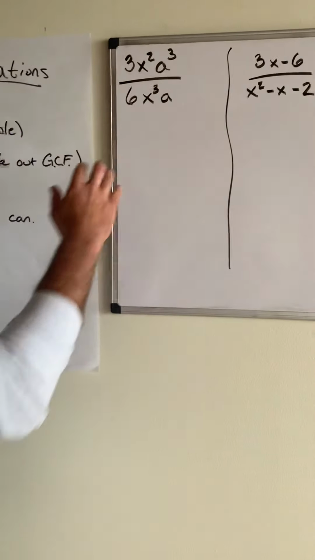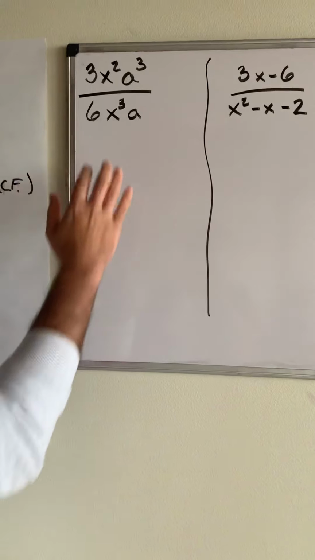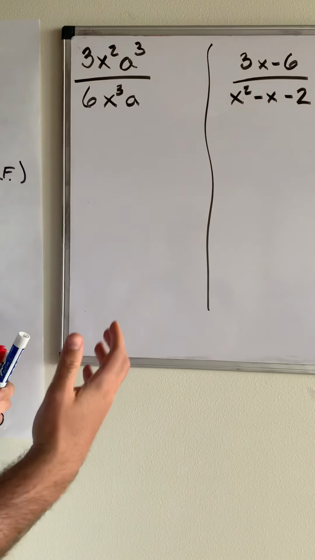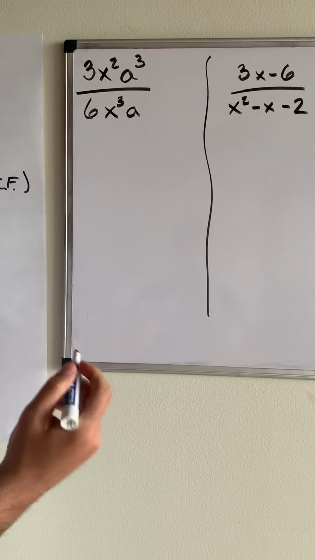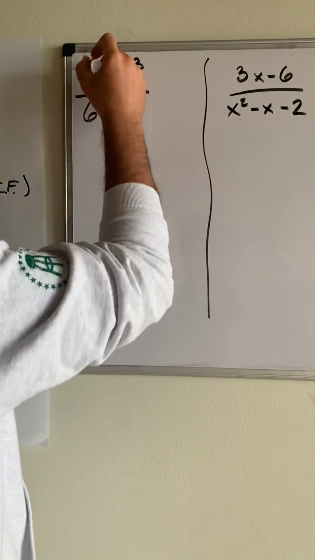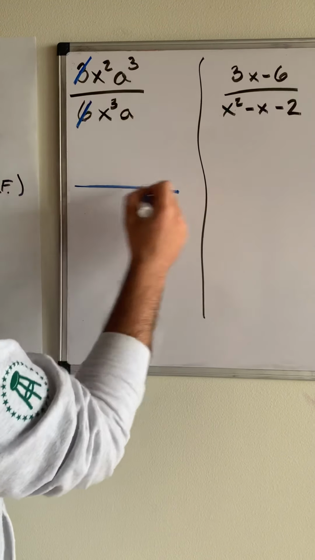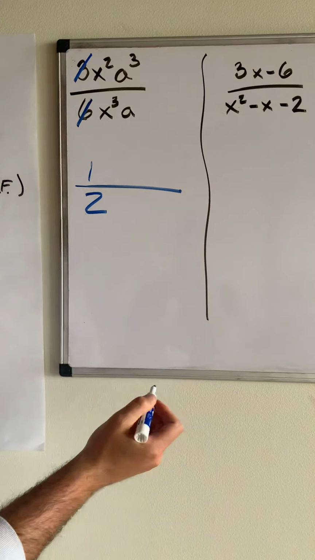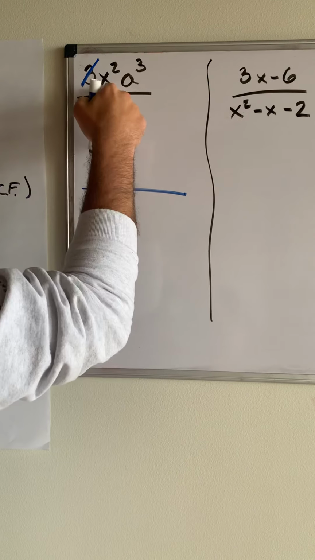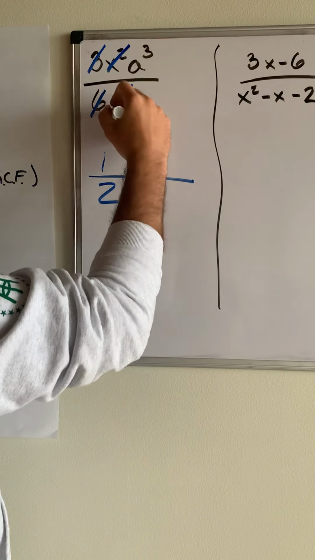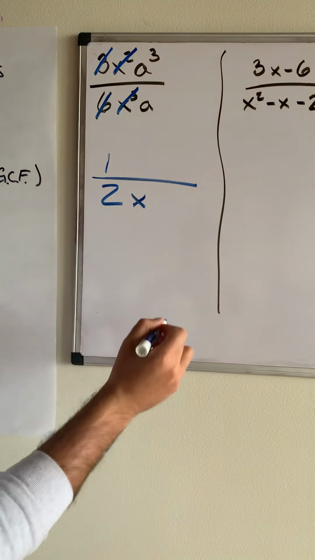So the first one, this is pretty similar to what we were working on in logs. It was just like canceling. So I can't factor anything here, but I do have some canceling that can take place. This 3 and 6, well, that becomes 1 over 2. I have 3 x's on the bottom and 2 x's on top. So those cancel and leaves me with 1 x down here.